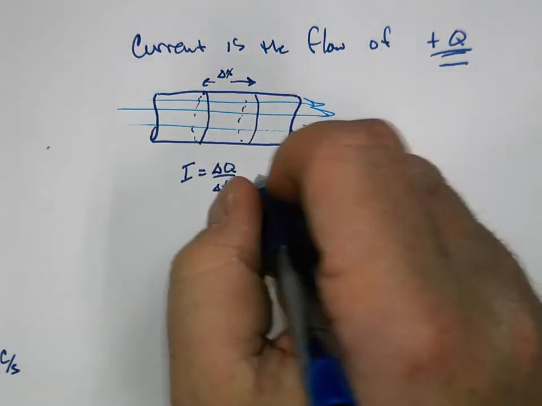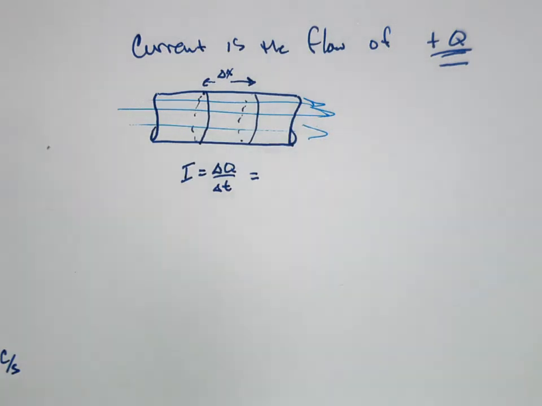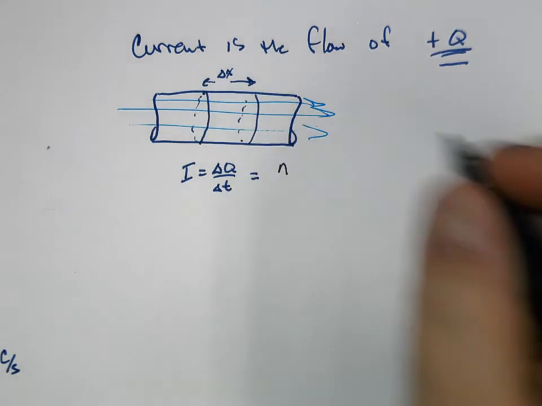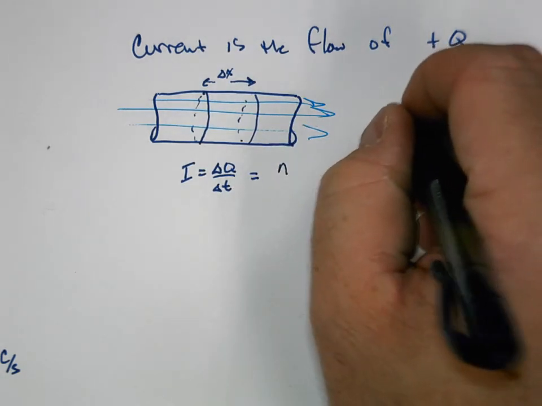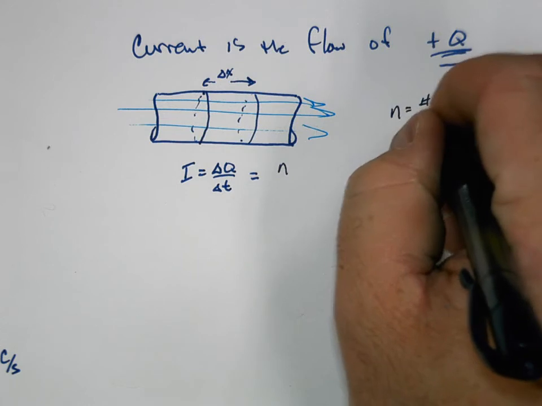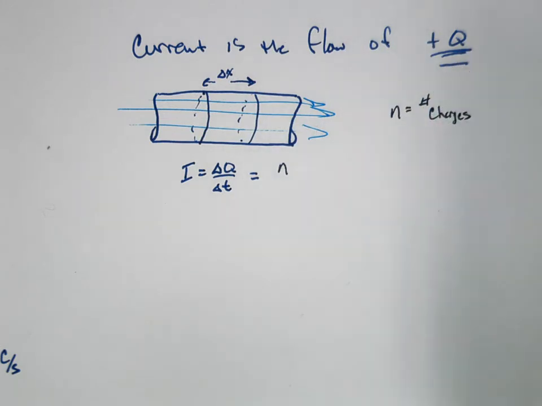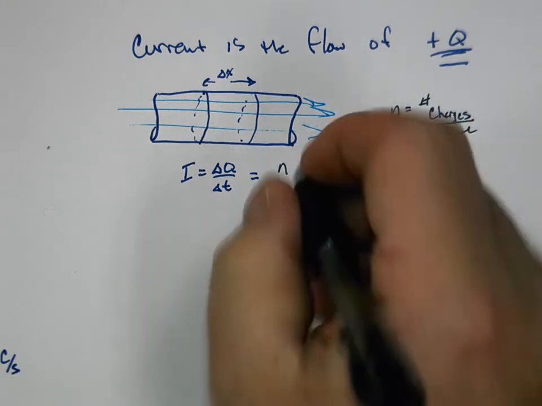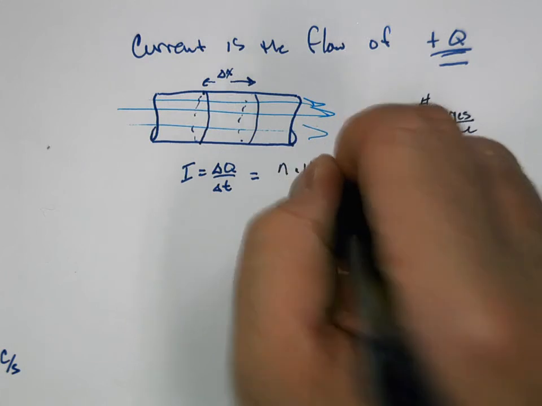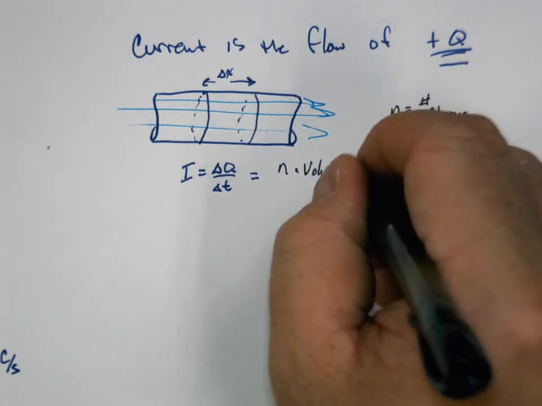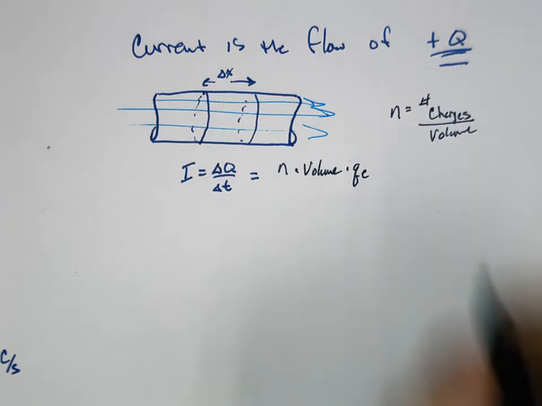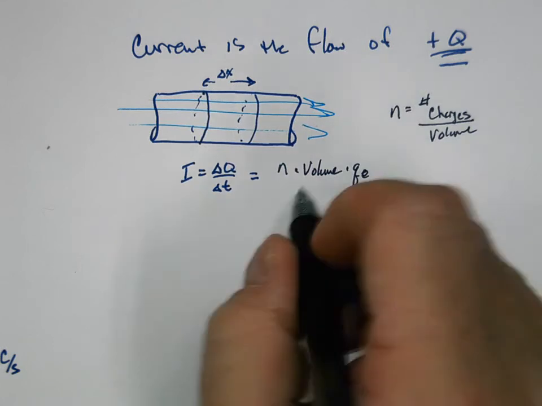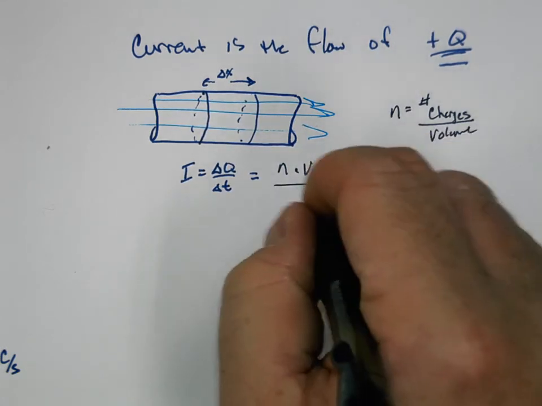Okay, but now work with me here. This is going to equal N, where N is the number of charges, or the number of charge-carrying particles per volume, times the volume, times the charge of an electron. So the charge-carrying particles are going to be the electrons. Then we'll multiply this by the charge of electrons, divided by our delta T.